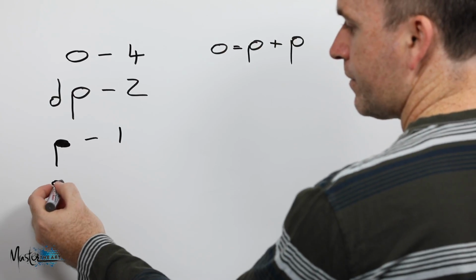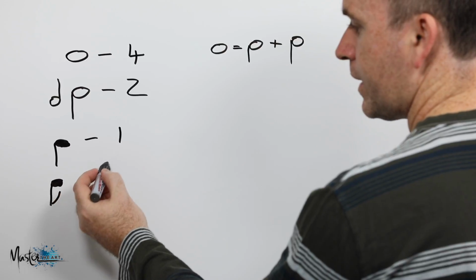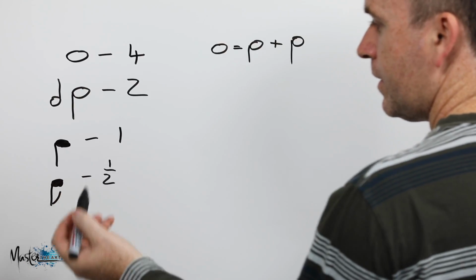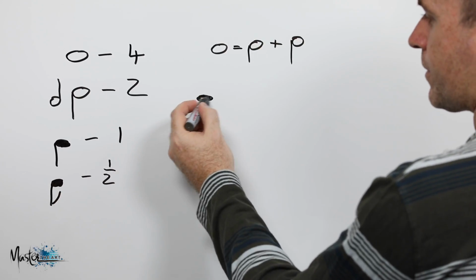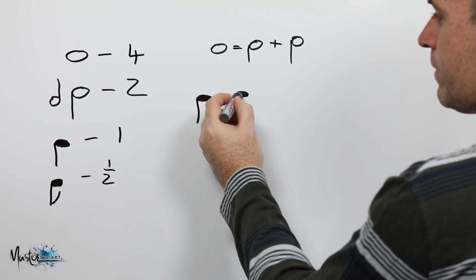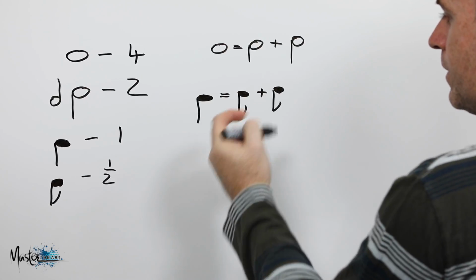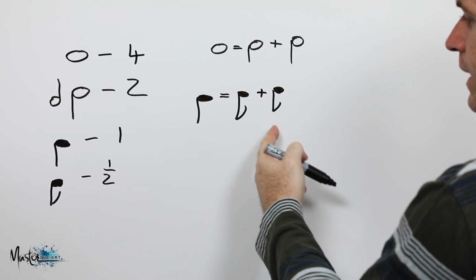Then underneath that we've got the quaver. It's got the little tail on it. It's worth half of a beat. So you could go and say, well, I know a crotchet, which is worth 1, is going to be equal in size to a quaver plus a quaver. So 1 equals half plus a half.